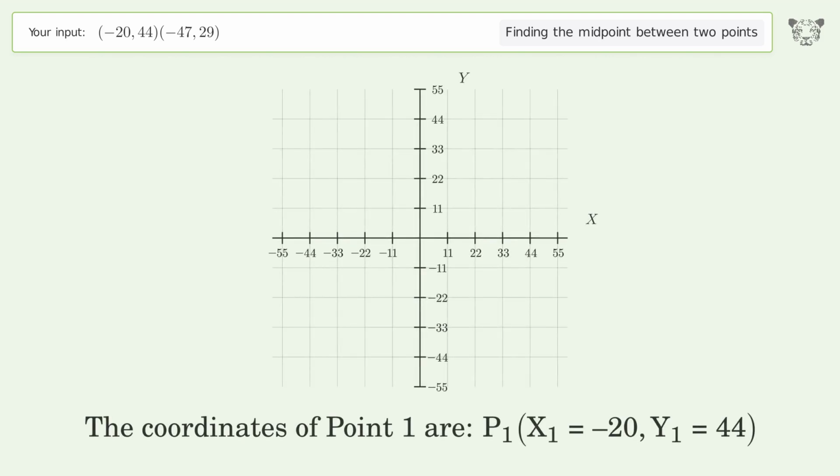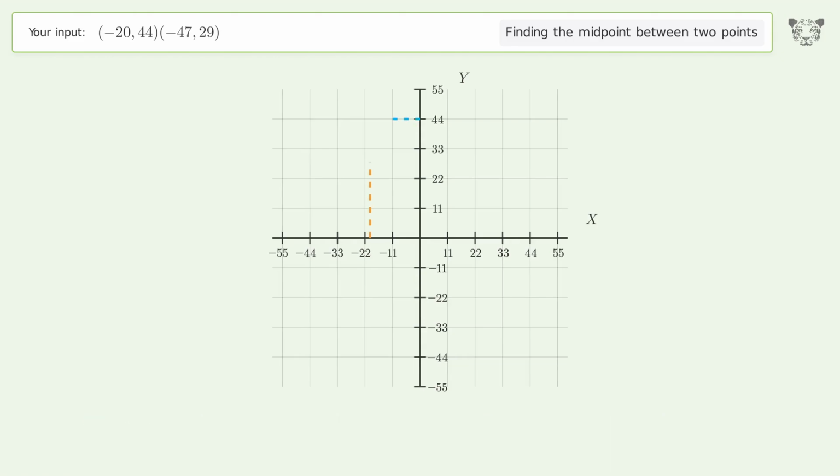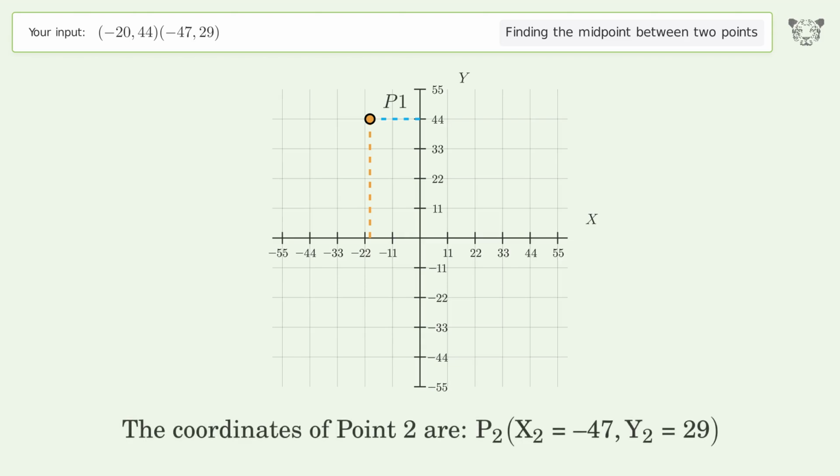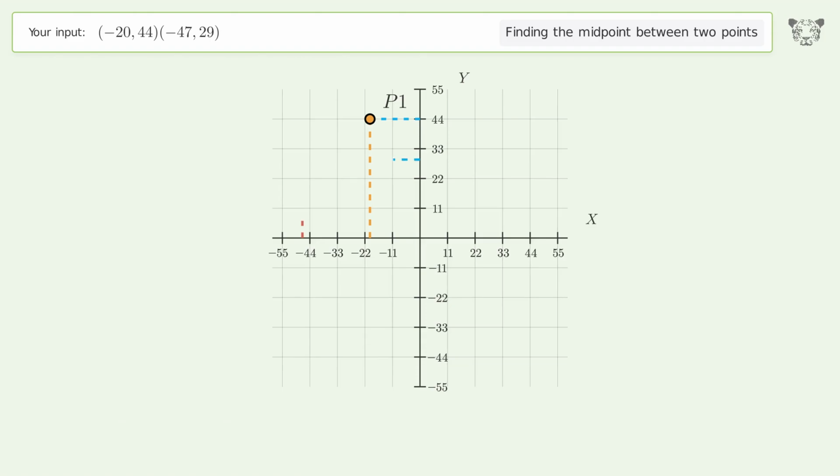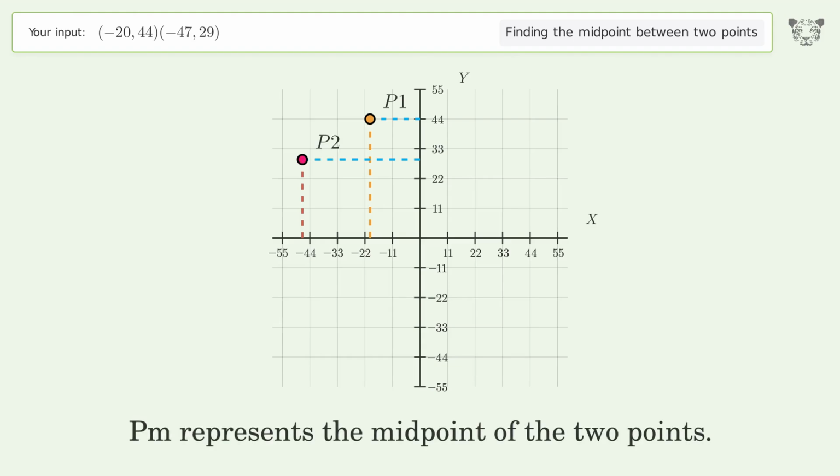The coordinates of point 1 are, x1 equals negative 20, y1 equals 44. The coordinates of point 2 are, x2 equals negative 47, y2 equals 29. PM represents the midpoint of the 2 points.